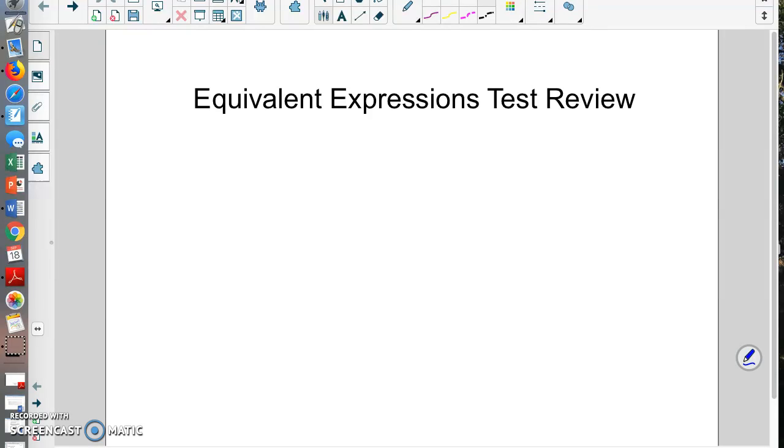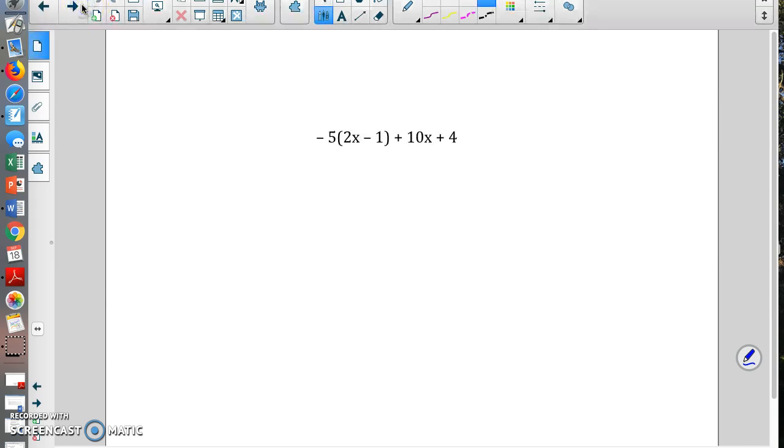Hey guys, we're going to do some practice on our equivalent expressions. So this has to do with combining like terms, finding out if two expressions are equivalent or not, and also factoring out our greatest common factor. So let's do a few problems out of each of those things. You need to pause the video, write down the problem, and try it on your own since this is your test review.